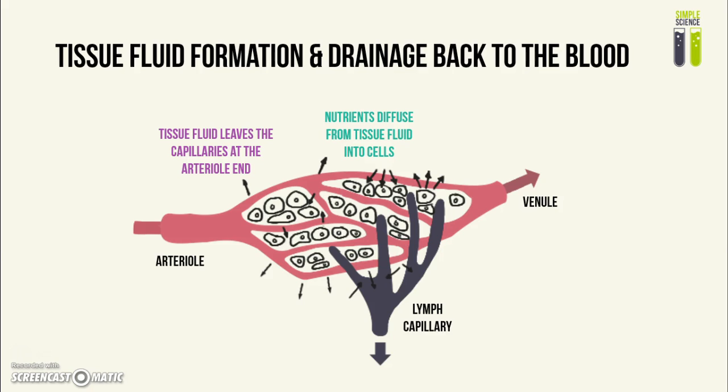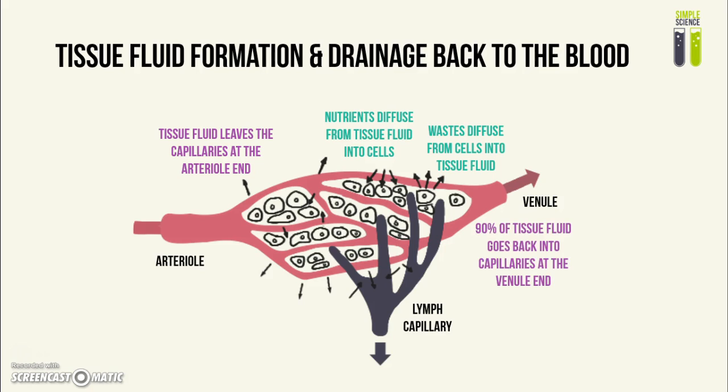And what I mean by this is that nutrients will diffuse from the tissue fluid into the cells, and the wastes, which includes urea or carbon dioxide, will diffuse from the cells into the tissue fluid. And then, after it has done its job in material exchange, 90% of this tissue fluid will be drained back into the capillaries at the venule end, and this is because the pressure is much lower at the venule end, so the tissue fluid can be seeped back in. And 10% of this tissue fluid will go into the lymphatic system, also to be drained back to the heart, if you remember the previous diagram that we looked at.